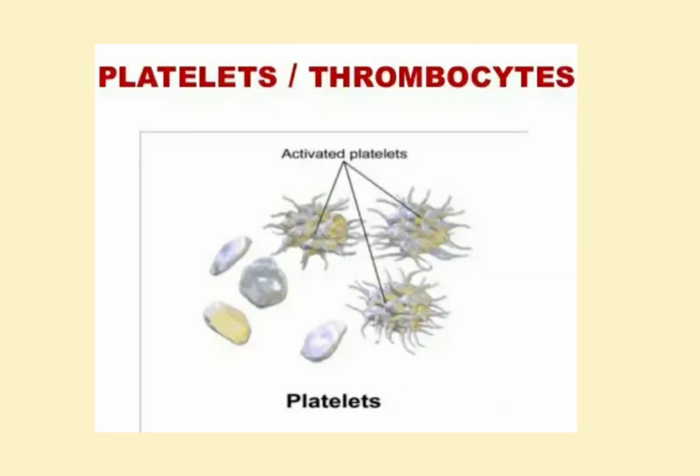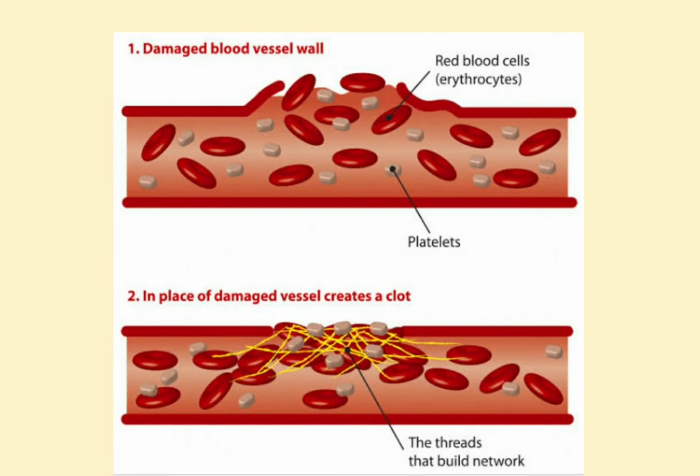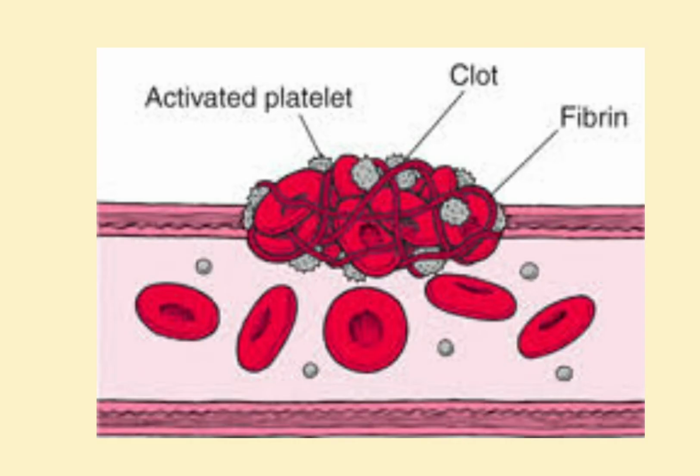Now next one is the platelets. Platelets are also called thrombocytes. They help in blood clotting. When there is any injury, the platelets accumulate at the site of injury and help in formation of blood clot. The clot seals the wound and prevents further blood loss.